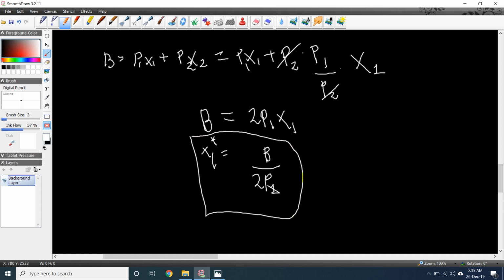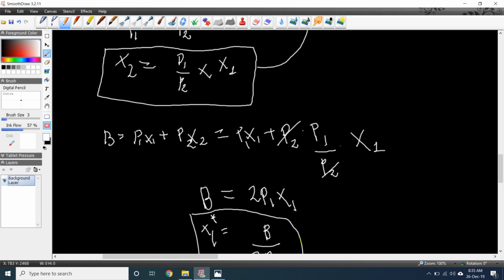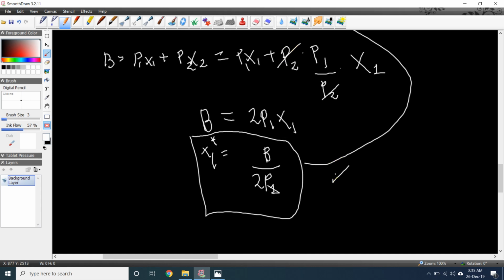And similarly for x2, if we substitute the value, we will get x2 equals b by 2 p2.